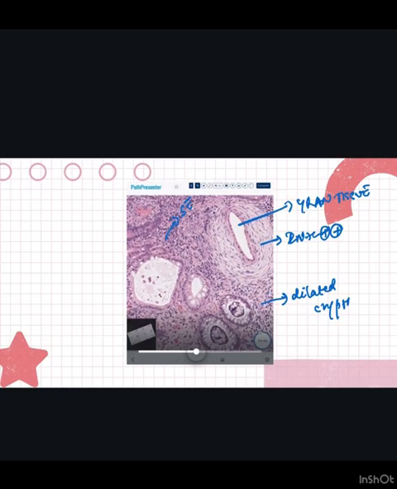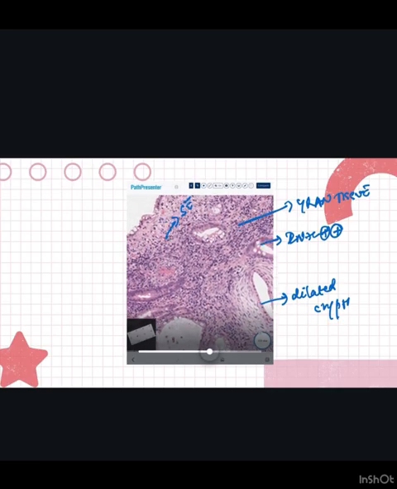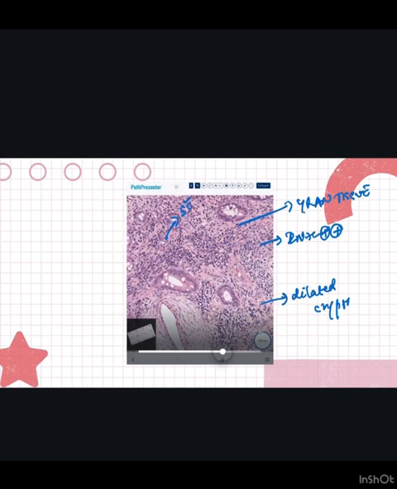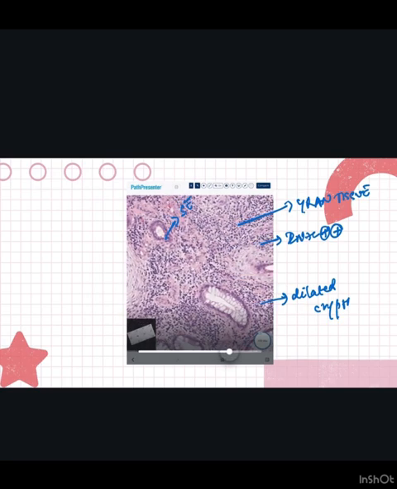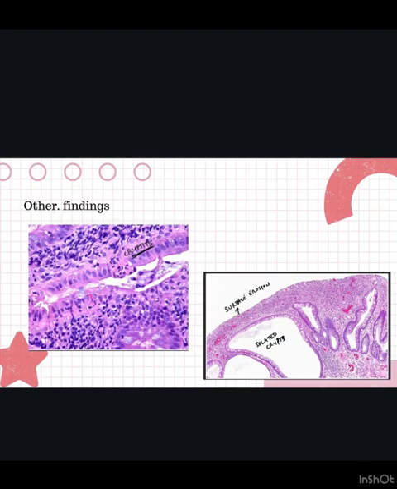So like I said, there are a lot of dilated crypts. I will show you in the further slides what are the other findings that you can see in an inflammatory polyp. The other finding, as highlighted here, is cryptitis. So cryptitis can also usually be seen, and as I highlighted in the previous slide, there is surface erosion and there are dilated crypts.